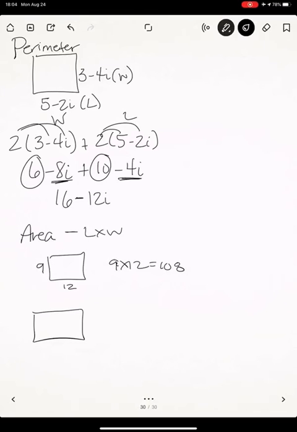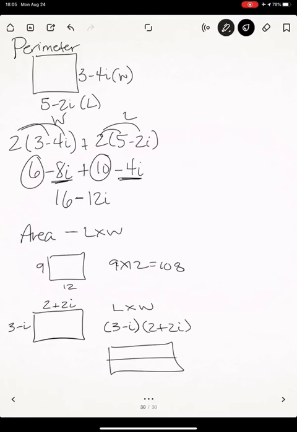So let's say we have this rectangle. Let's start off easy. We'll say the width is 3 minus i, and let's say that our length is 2 plus 2i. Okay? So remembering, it's going to be length times width, which is going to be 3 minus i times 2 plus 2i. So again, we're going to do our box method. I like that method a little better when I'm dealing with negative numbers.